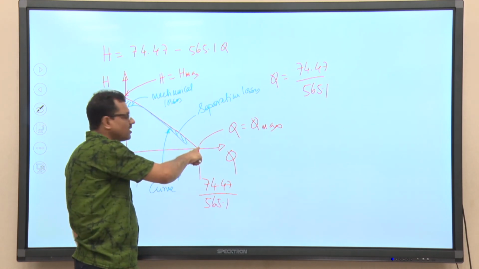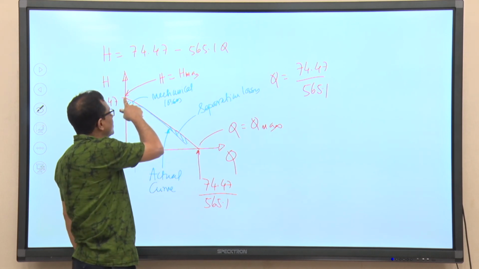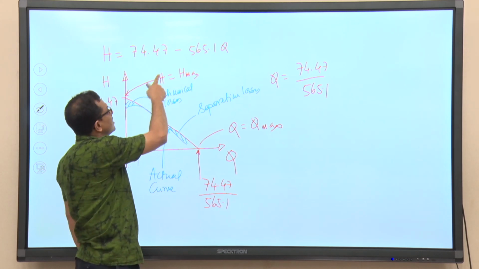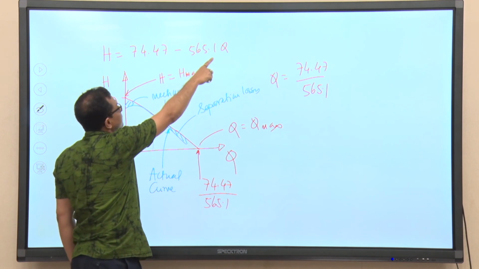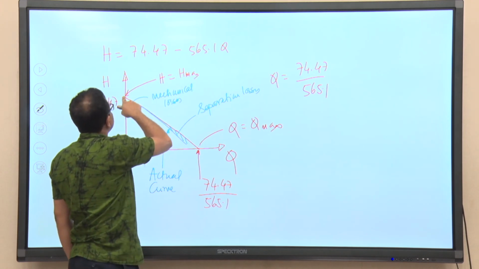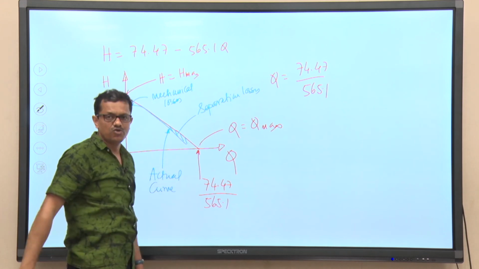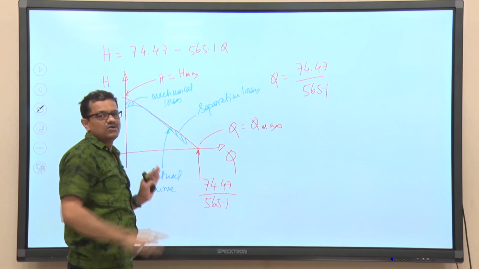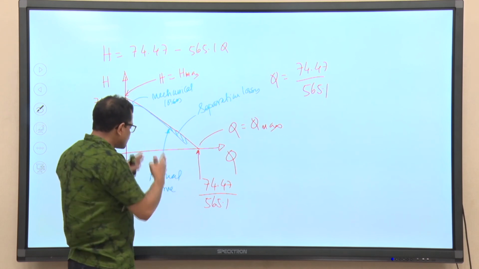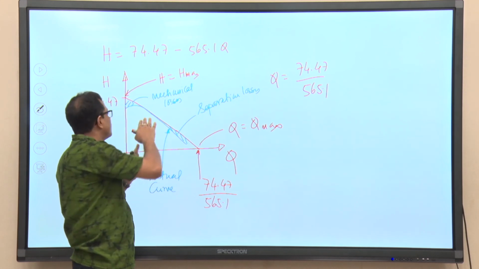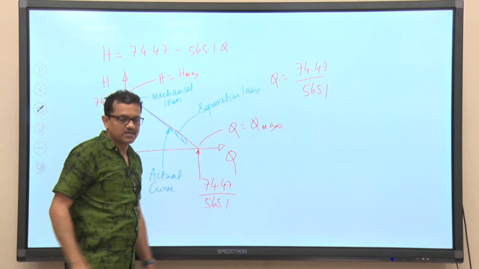So, this is the point where Q is equal to Q max, this is the point where h is equal to h max. If you plug in Q equal to 0, you get h equal to h max, and if you put h equal to 0, you get Q equal to Q max. So, this is the theoretical curve, but the actual curve will be like this, because there will be losses, that is mechanical losses and separation losses.